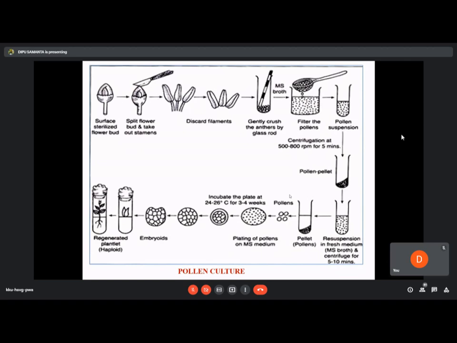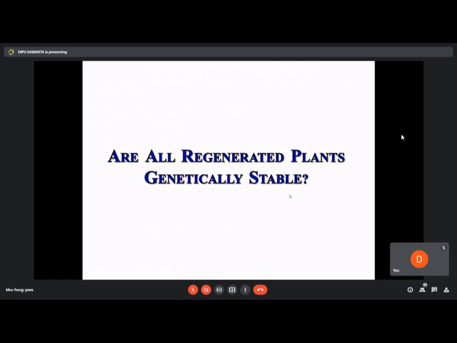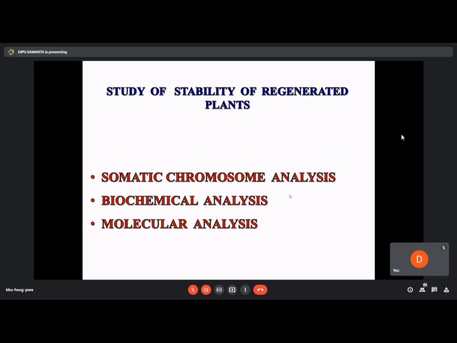So, now coming to the applications of haploid culture, there are several applications like development of homozygous lines, induction of mutations, induction of disease-resistant plants, generation of exclusive male plants, production of insect-resistant plants. There are several applications of haploid cultures. Now, there may be a question, that is whether all the regenerated plants are genetically stable or not. To answer this question, we have to study the genetic stability of regenerated plants.